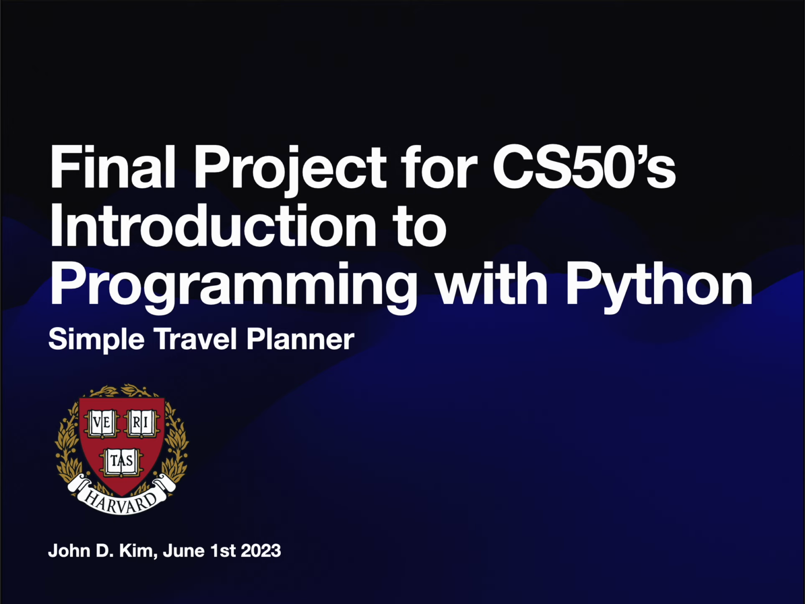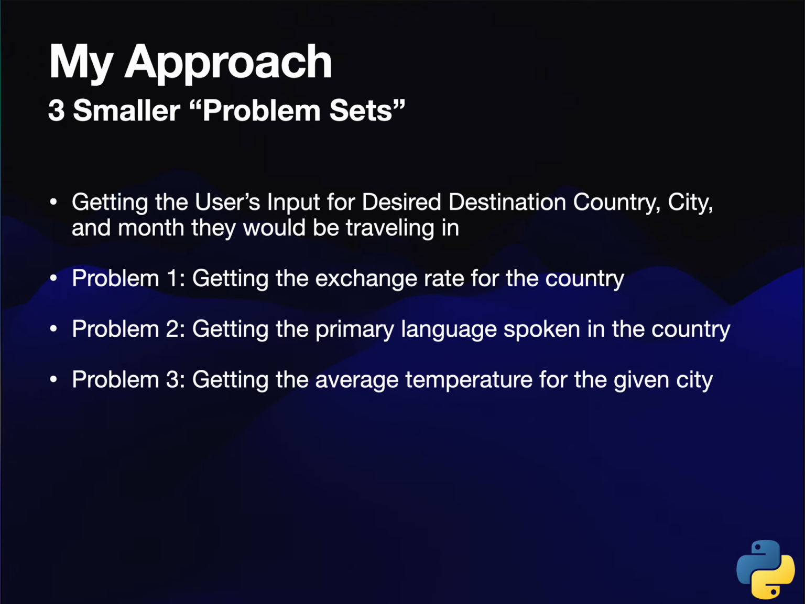Here to provide a brief overview of my final project for CS50's Introduction to Programming with Python. My project consists of a simple travel planner, and so I pretty much use the same methodology that was established throughout the entire course itself in terms of just breaking it up into three smaller problem sets. The first problem being getting the exchange rate for the country, getting the primary language would be the second problem set, and then the third problem set being getting the average temperature.